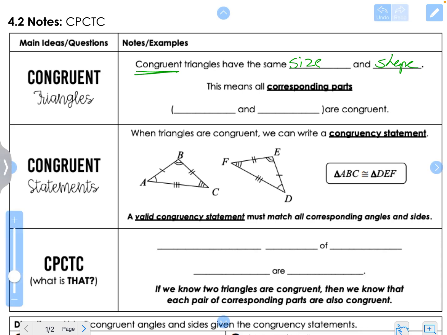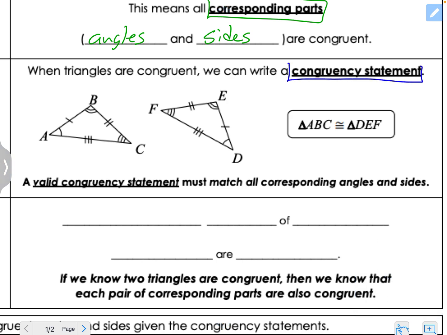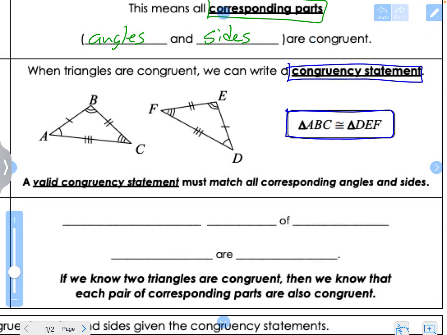So this means that corresponding parts, angles, and sides are congruent. And we're going to talk more about this phrase, corresponding parts, here in a second. So when somebody or something or a problem tells us that triangles are congruent, they write what's called a congruency statement. And so this box right here is our congruency statement for these two triangles on the left. So a congruency statement matches all corresponding angles and sides.